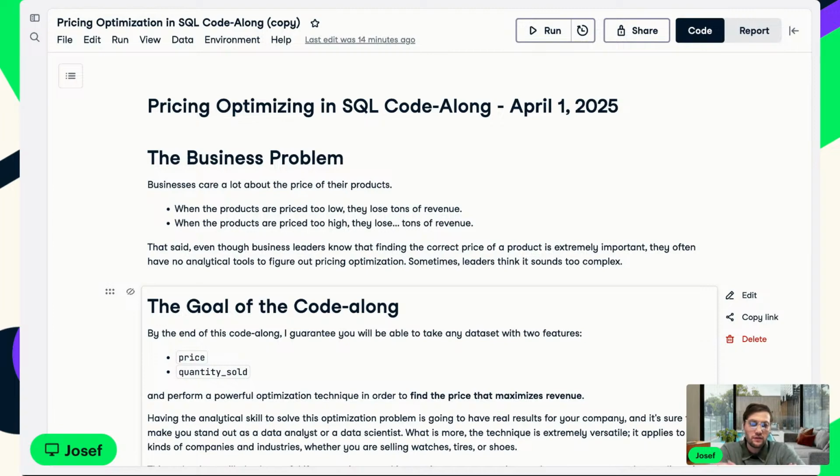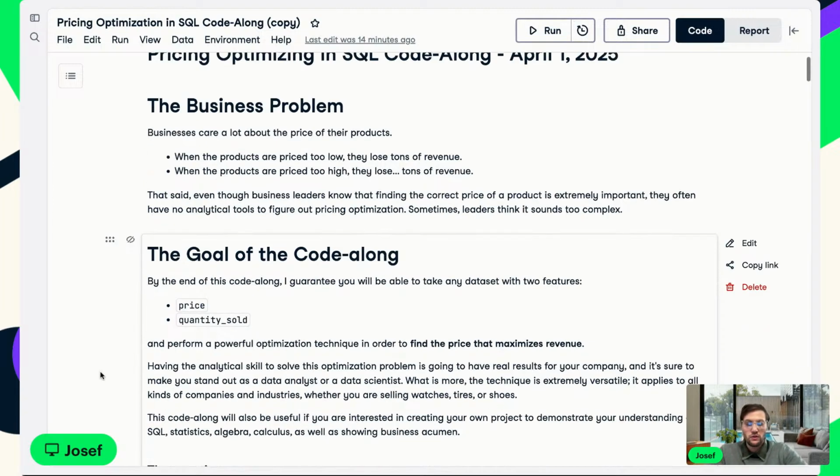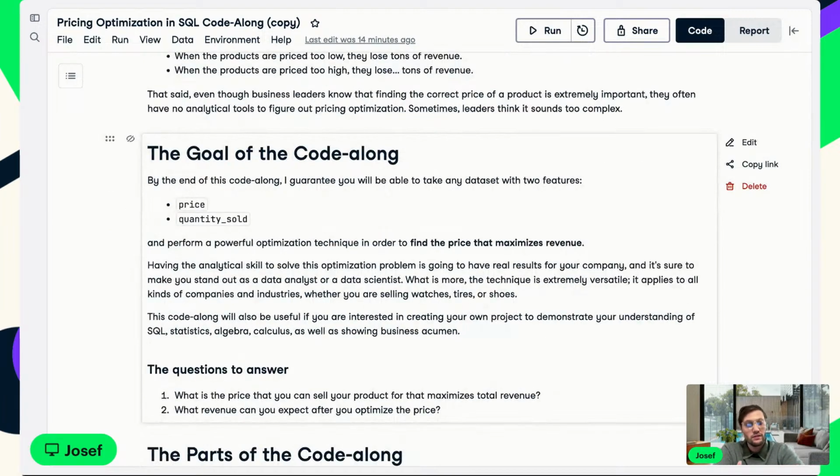Business leaders everywhere, regardless of industry, are going to care about this problem. But a lot of people don't have an analytical tool to figure out the exact way to solve that problem. So we're going to do that right here. The goal of this code along: we're going to take a simple data set with two variables, price and quantity sold, and use that to find the price that maximizes revenue.